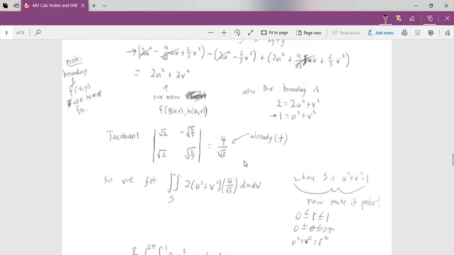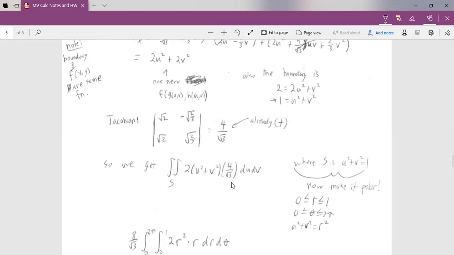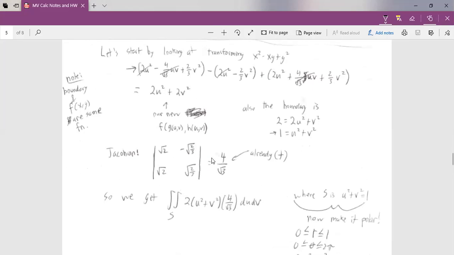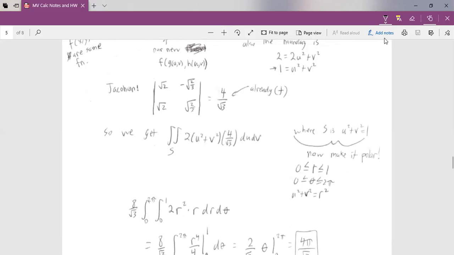But before we switch to polar, we still need the Jacobian for du dv. So here, dx du is root 2, dx dv is negative root 2/3, dy du is root 2, dy dv is root 2/3, which is going to end up as a determinant of 4 over root 3, which is already positive. So this is what we get. This is kind of where we end up.